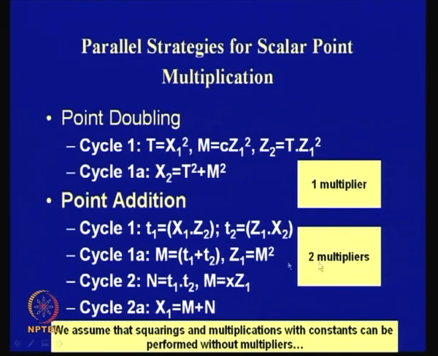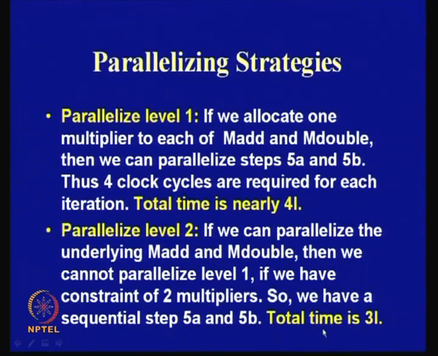If you had 3 multipliers, you could have parallelized this as well as performed the doubling and addition in parallel, right. Now, since you have parallelized this, you have to do this and this in sequence, which means for this you need 2 clock cycles. So, you can do the addition in 2 clock cycles, and the doubling will need 1 clock cycle, and since the doubling and addition have to be done in sequence, you need 3 clock cycles, and you will iterate, requiring 3L clock cycles for the entire operation.